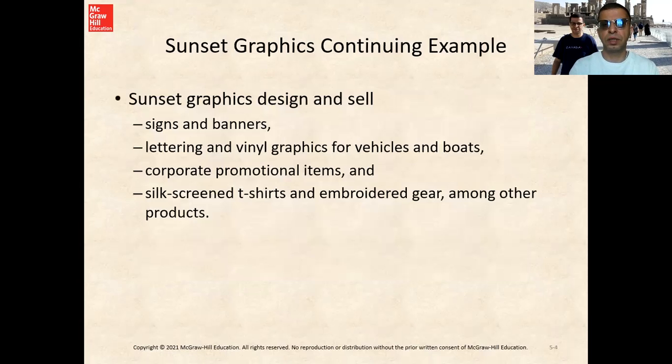Now, to the next step, let's assume that you have something called Sunset Graphic business. We used it, but we didn't talk about it. Sunset Graphic Design and Sales basically sells some kind of products with graphics on them. Let's assume it's canopies with graphics on them. So they have signs and banners, and vinyl graphics for vehicles and boats. There are also corporate promotional items, T-shirts, and other products that they put graphics on.